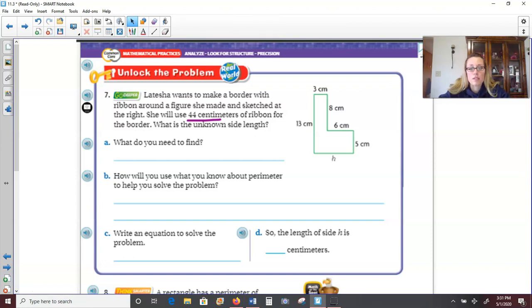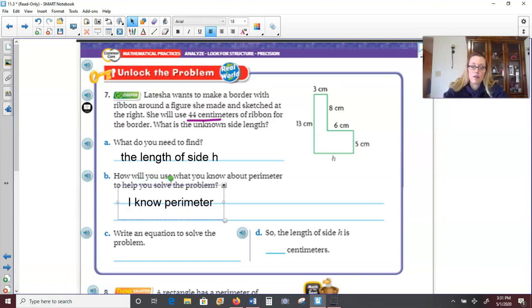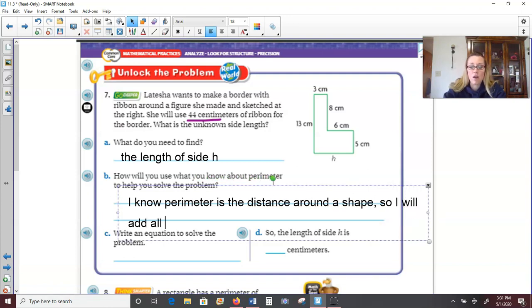So what do you need to find? Well, we need to find the length of side H. Okay, that's the unknown side that we're trying to solve for. How will you use what you know about perimeter to help you solve the problem? Well, I know perimeter is the distance around the shape, so I'm going to add all of the lengths that I know.